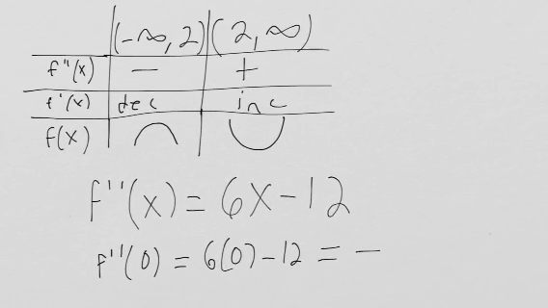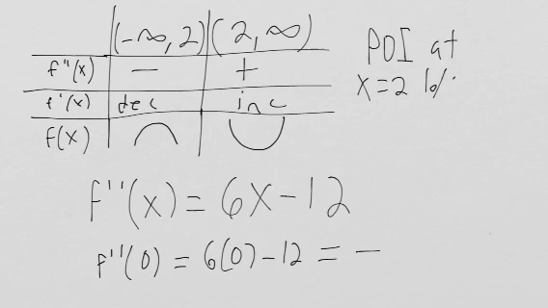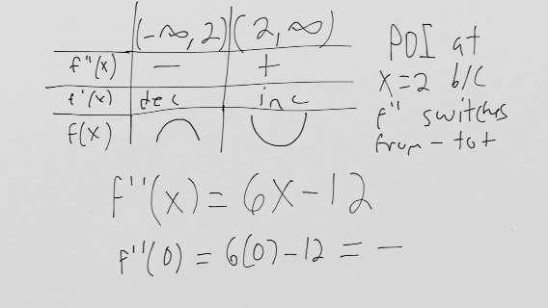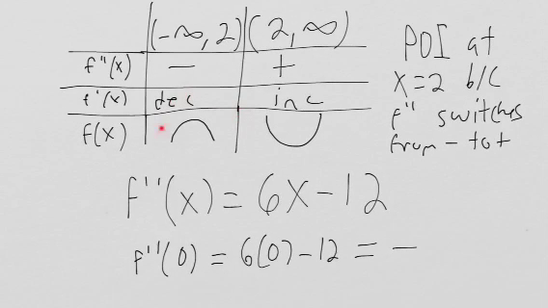So we'll say POI, and we'll write out our justification here: POI at x equals 2 because f double prime switches from negative to positive. We just need to say it switches signs, so negative to positive. Switches from concave down to concave up. So we know that our graph is going to be concave down here and then concave up here.